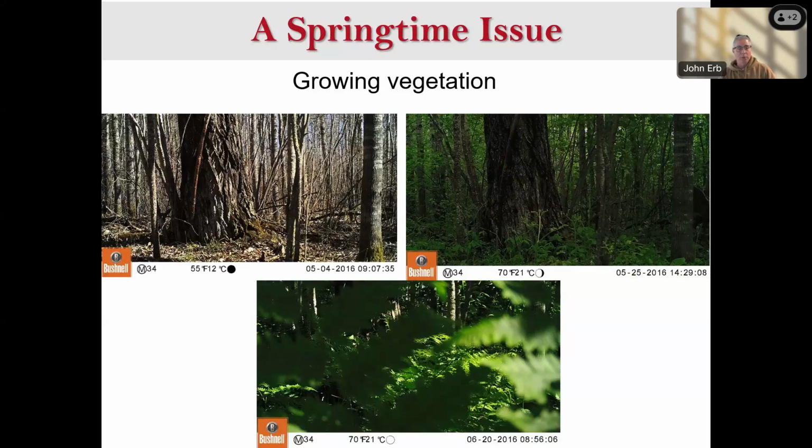So think about that when you're deciding where to place the camera. If you're doing it in the spring, you may want to go out a couple more times, every couple of weeks, just to check if anything's grown up and causing a lot of obstruction.